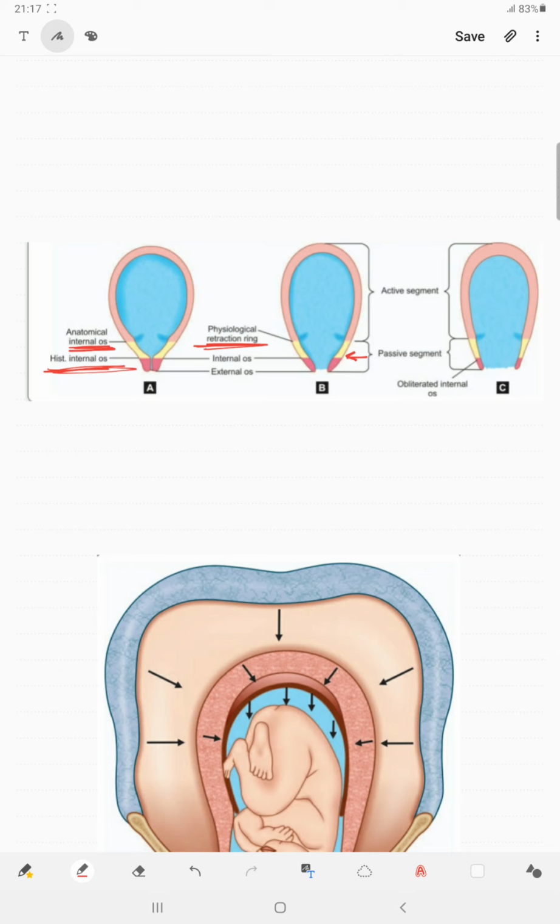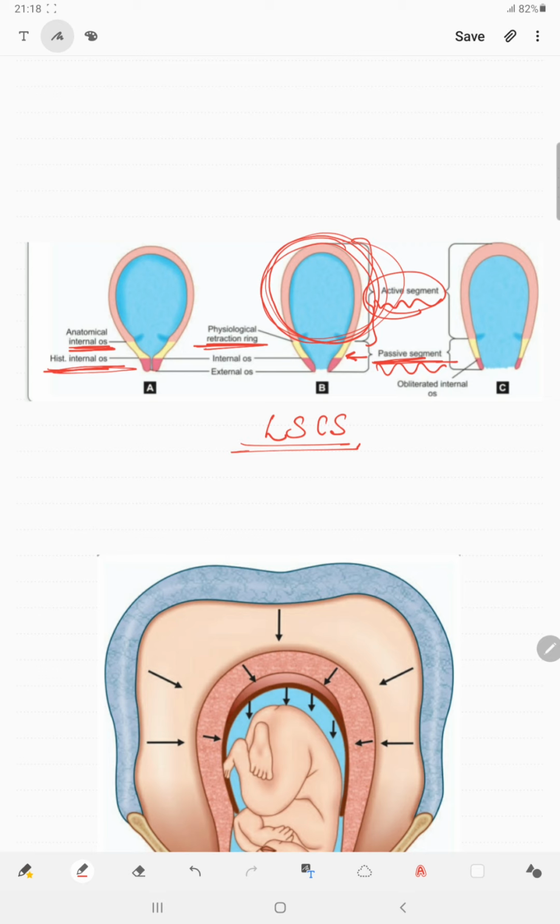Now, did you see that with the formation of the lower segment, I have divided the uterus into an active segment and a passive segment. Why am I calling the above segment active? Because this is the portion which will keep on generating those contractions, and the lower segment will do what? The lower segment will efface out. And I would like to tell you all that when we perform a cesarean section, which we call LSCS, the lower segment cesarean section, we give an incision over this segment. Okay, right, now let's move on.